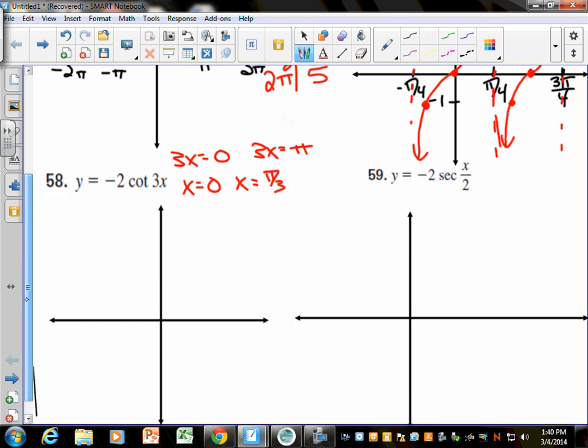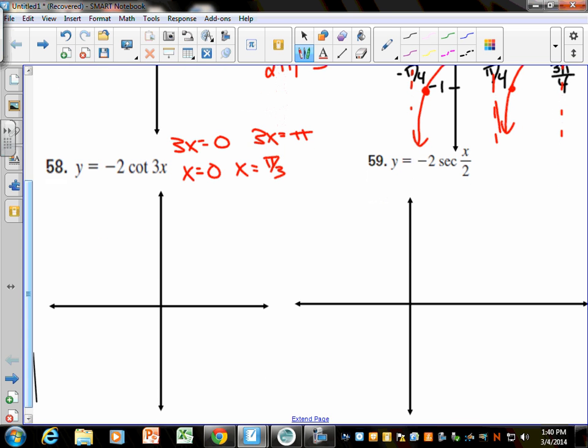Something else to notice about this as you're doing it, there's a negative, which means it's going to flip that S shape. There's a 2, which means it should go up to 2 and down to negative 2 when you're doing that. So that's easy things that you can go back and check before you turn your test in. Did I graph this the way it's supposed to be graphed? If I make this pi thirds, what would the next asymptote be?